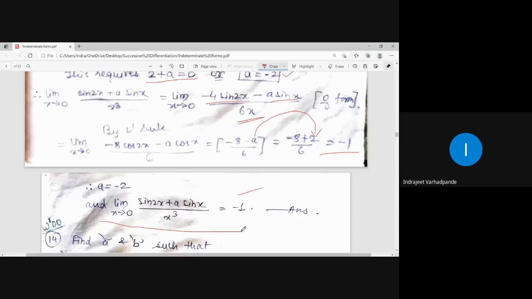So we found the value of a as minus 2 and the limit value is equal to minus 1. Initially we calculated a, but after substituting the value of a, we got the value of the limit. Clear?